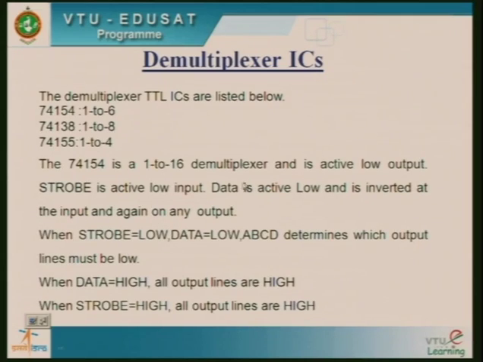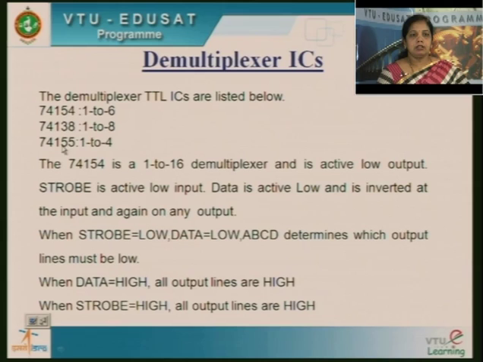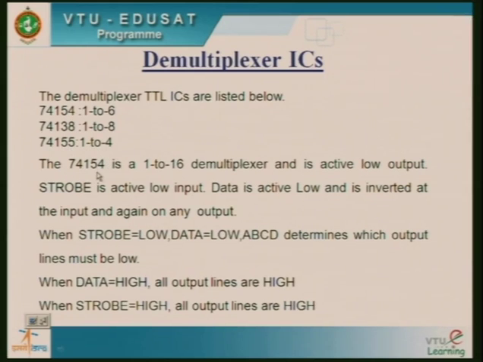So the demultiplexer ICs are listed below, which are available. You can see this number over here. 74154 represents 1 to 16 demultiplexer, 138 represents 1 to 8 demultiplexer, 155 represents 1 to 4 demultiplexer. So once again, as I discussed in the previous slide, 74154 is a 1:16 demultiplexer, which has got active low strobe as well as active low input.